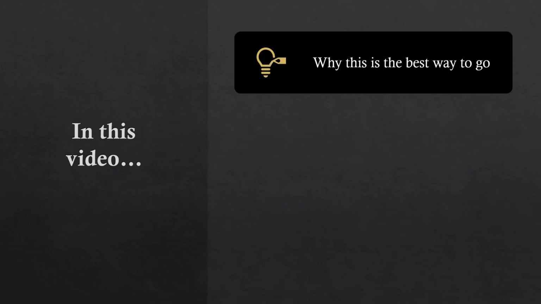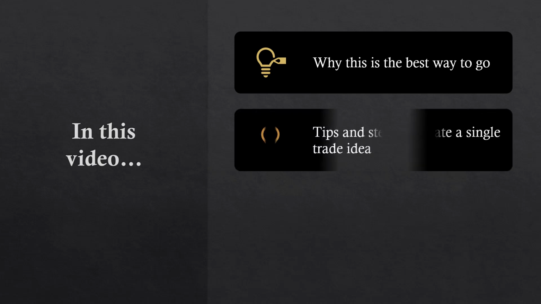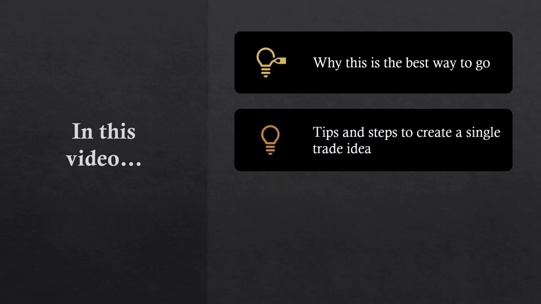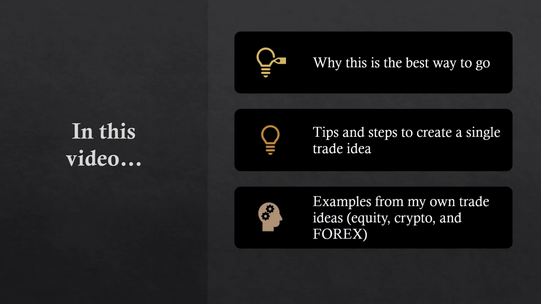So in this video, I already kind of jumped into it a little bit. We're going to talk a little bit about why this is the best way to go, especially if you're a new trader. The other thing we're going to talk about is how to do this, tips and steps to create a single trade idea. And at the end, I'll share some examples from my own trade ideas. So we'll do an example in the equity market, in the crypto market, and in the Forex market. I'll share specific trade ideas that I trade in the markets, how I find these ideas, how I walk through some of my technical analysis, and the overall process that we'll talk about in this video. So you'll get to see some live examples from multiple markets. So let's jump right in.